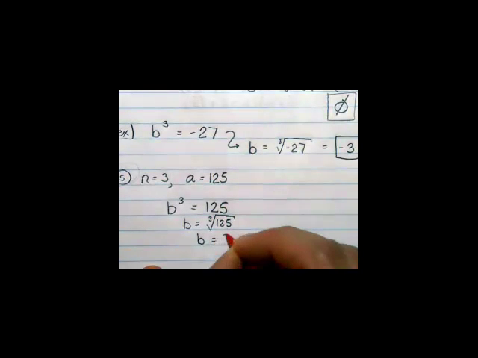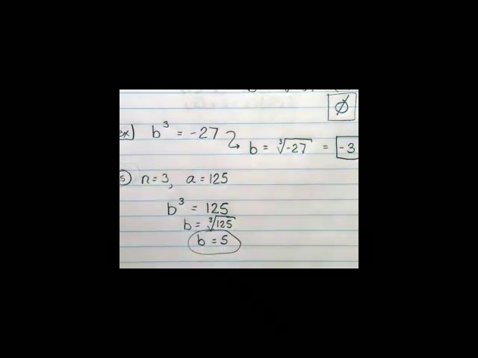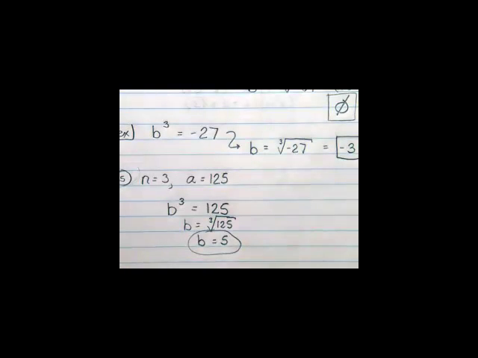So b is exactly 5 on that one. Okay. All right, so the next part, we're going to talk about these rational exponents.